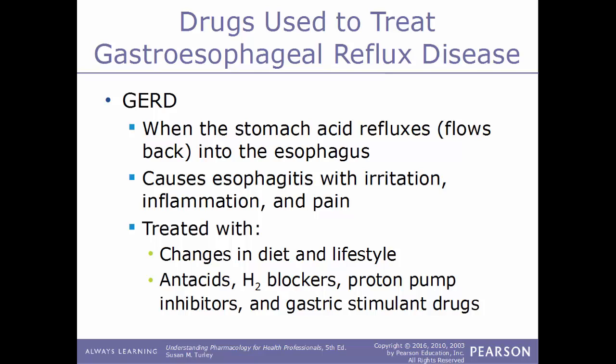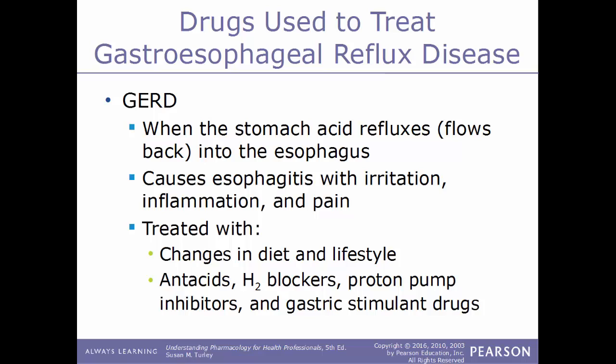First, we'll start off with drugs that are used to treat gastroesophageal reflux disease. It's also known as GERD, G-E-R-D. This is when the stomach acid flows backwards or refluxes back into the esophagus. This can cause esophagitis with irritation, inflammation, and pain because you're having a very strong acid, stomach acid, eating away at the tissue of the esophagus.